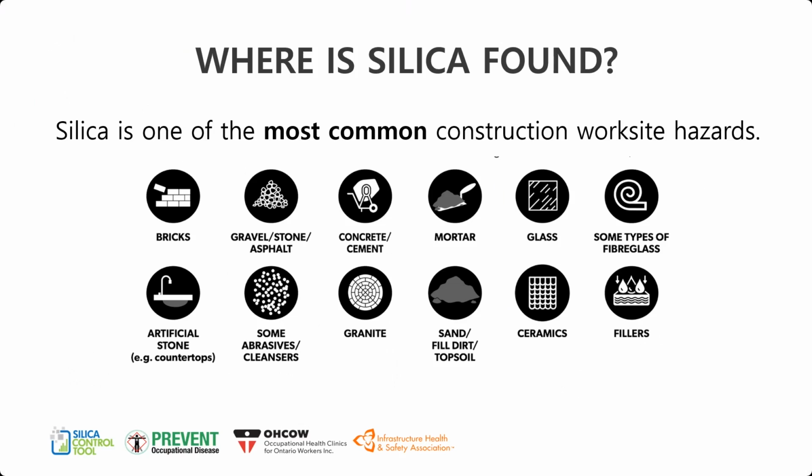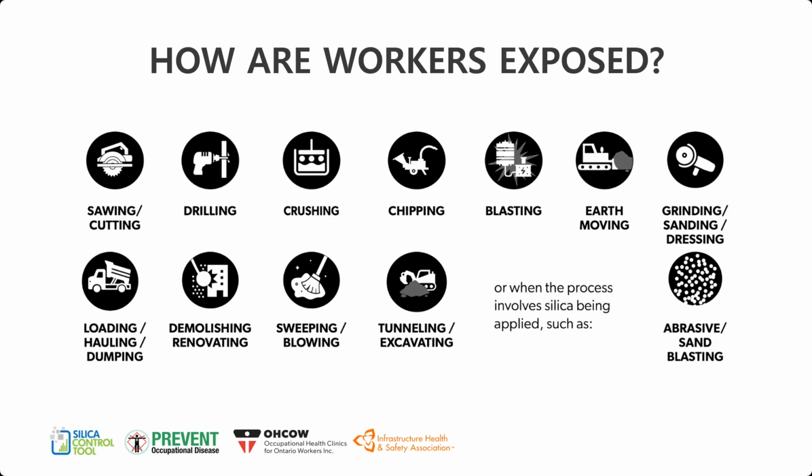So how are workers exposed? Respirable crystalline silica dust is produced during work processes that may damage or disturb silica-containing materials. Those processes include digging, blasting, grinding, drilling, breaking, or sawing. Silica is also sometimes used as an abrasive, as an insulator, and as a filler in a number of other industries.